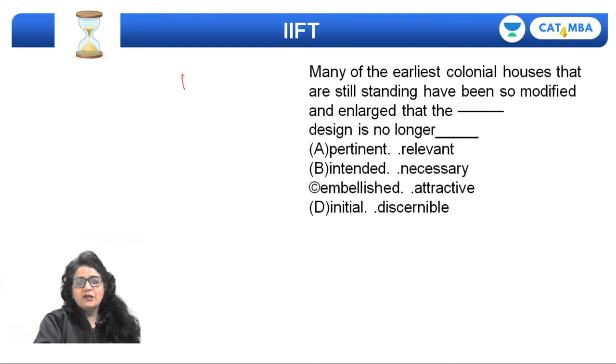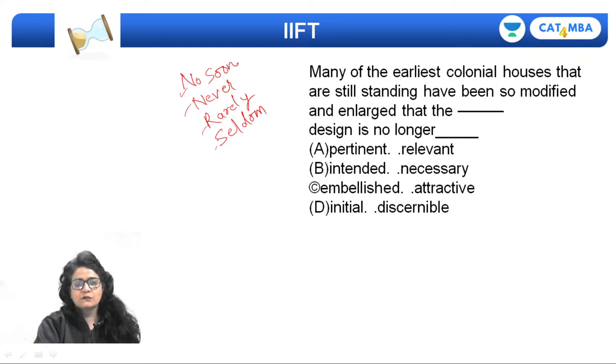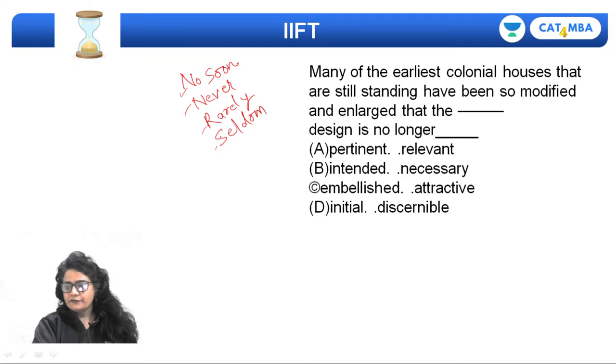Alright, so hardly, no sooner, never, rarely, seldom, all are negative.